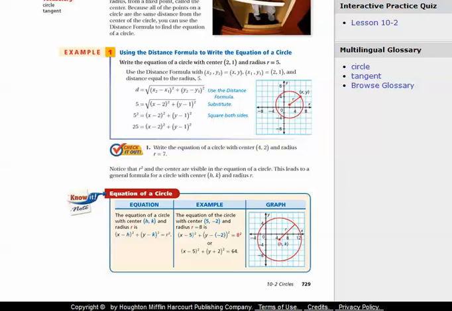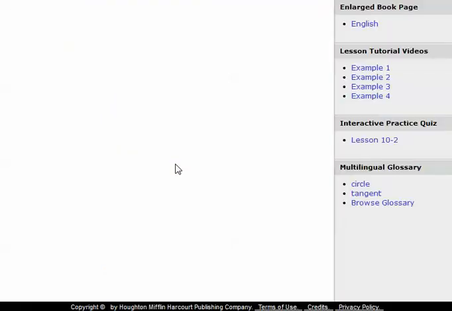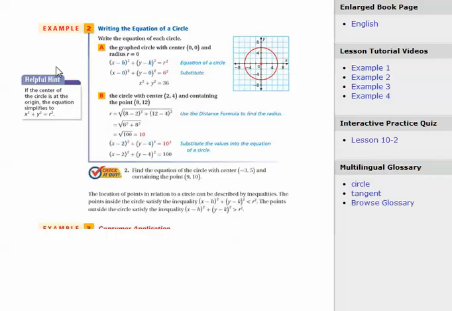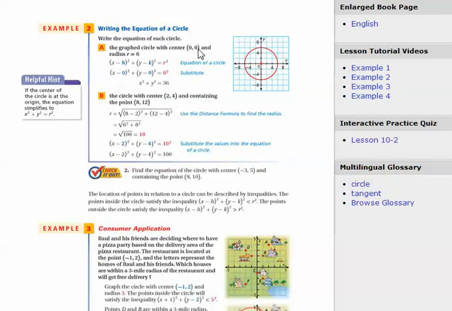Let's go on then and take a look at this next example, writing the equation of the circle. So now they're giving us the graph again, and we have to come up with the equation. Notice the center is at 0, 0, so I'm not adding or subtracting anything to x and y. The radius I can notice here is 6. 6 squared is 36. This is my answer.